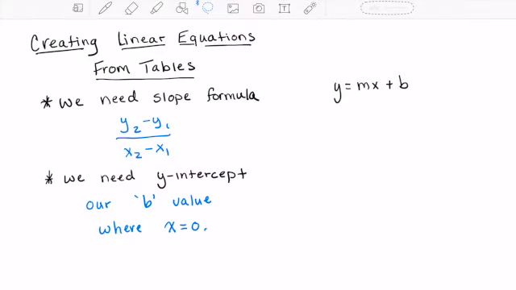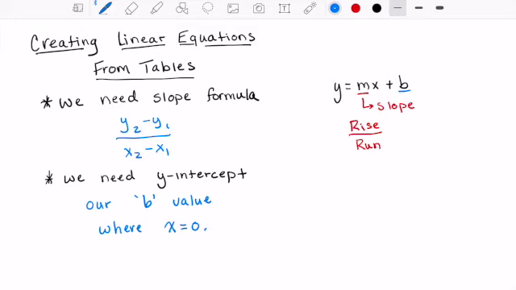In this video, we're going to talk about creating linear equations from tables. We've been working with linear equations for a while now, and we know that in order to find a linear equation, we need two huge things. We need our slope, which is the value of our m, and we know that slope is our rise over run, and then we need our y-intercept, that's our b value.